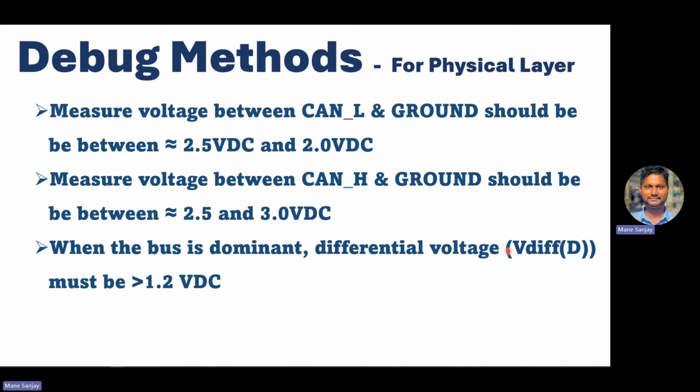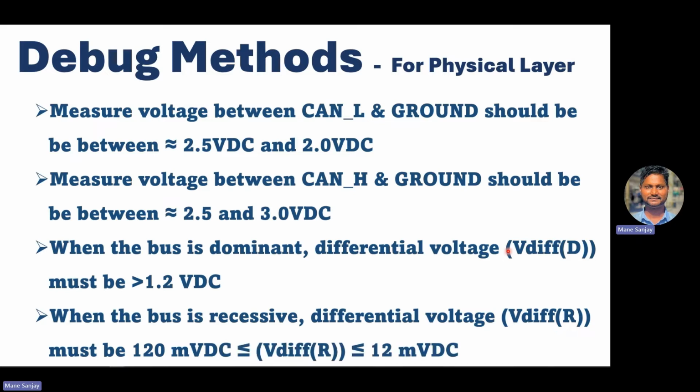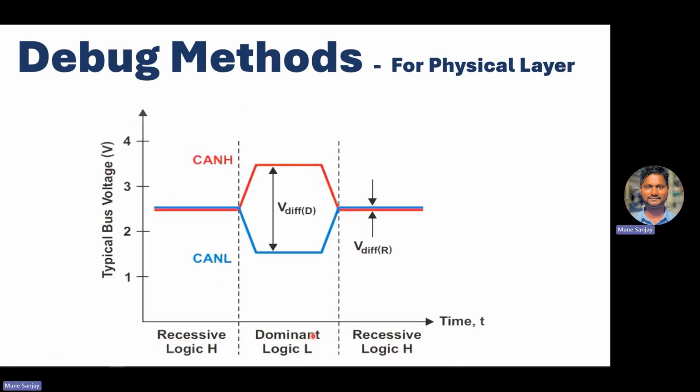If you're doubting the physical layer, you need to check with the help of an oscilloscope and a multimeter. And when your bus is recessive, the differential voltage should be in the range of 12 millivolt to 120 millivolt. I mean, it should be greater than 12 millivolt and lesser than or equal to 120 millivolt. This is how your differential voltage between CAN H and CAN L should be in the recessive state. And this is what I was referring to as the voltage level. This is the differential voltage I'm referring to.